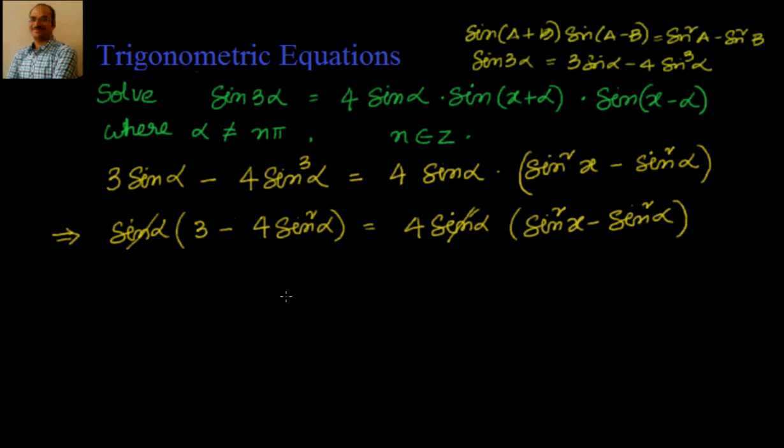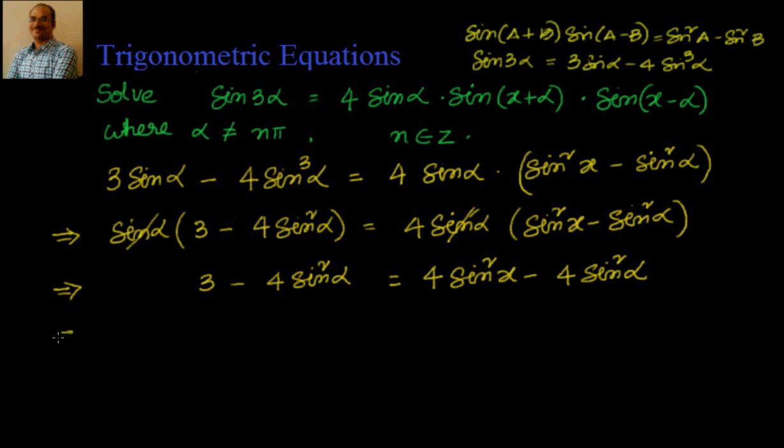So then I can also see that now 3 minus 4 sin square alpha equal to, if I multiply with 4, this becomes 4 sin square x minus 4 sin square alpha. Now you can see that these two terms cancel out. If you add 4 sin square alpha on both sides, these two cancel out, and what you are left with is 3 equal to 4 sin square x.